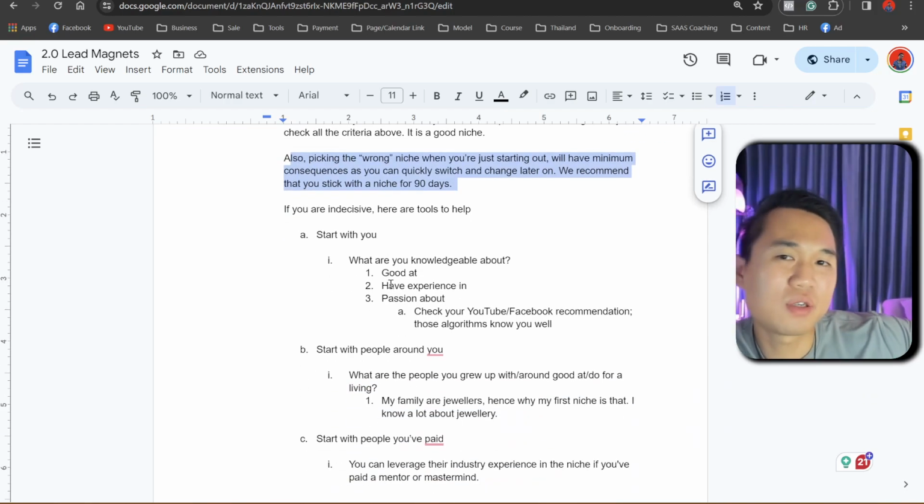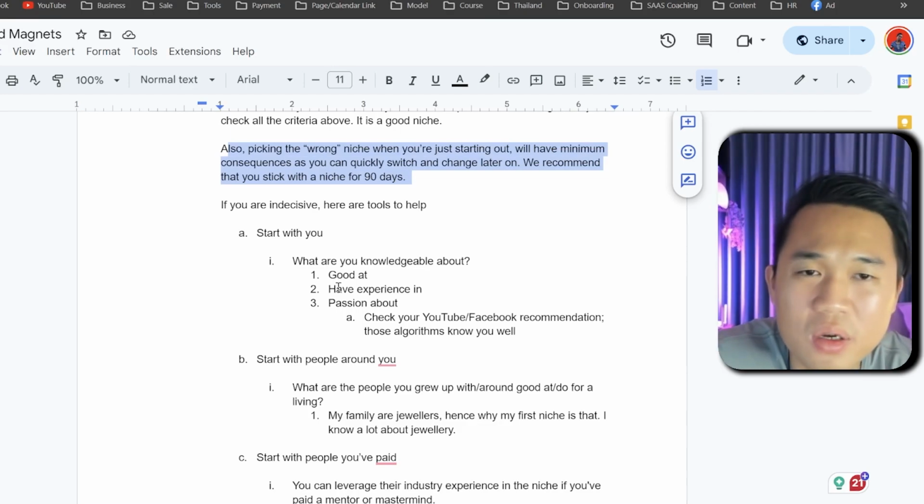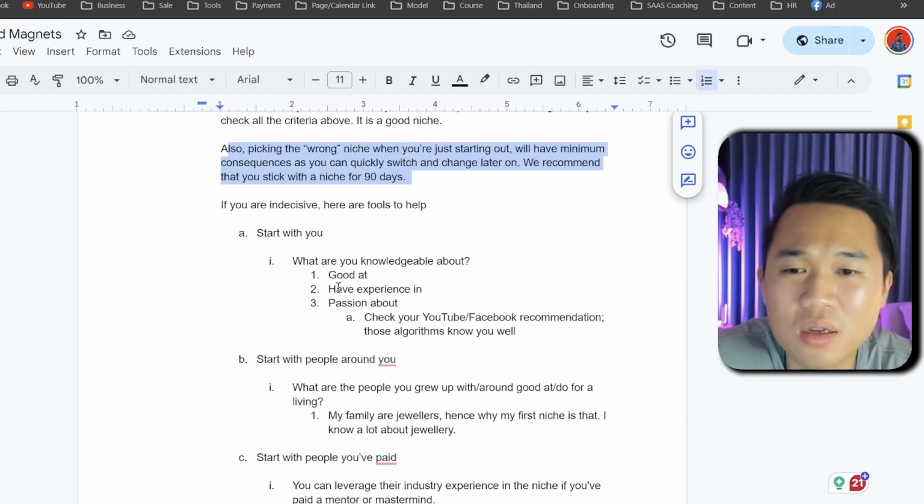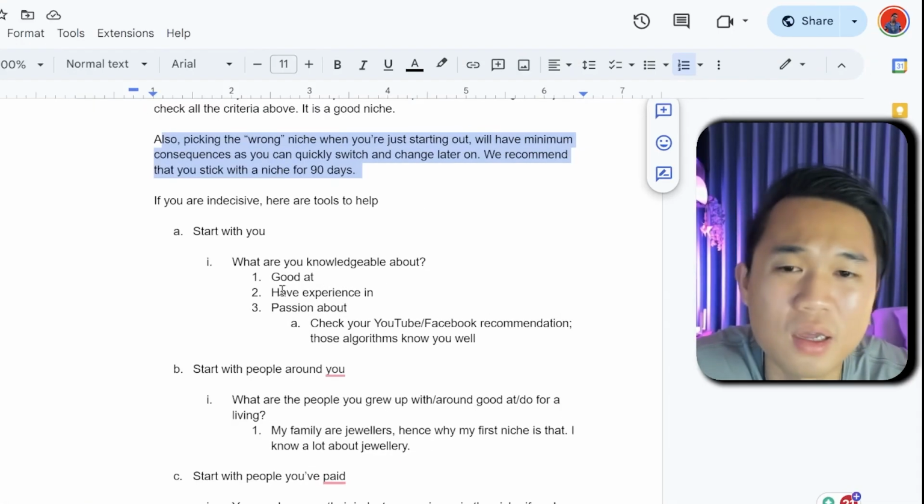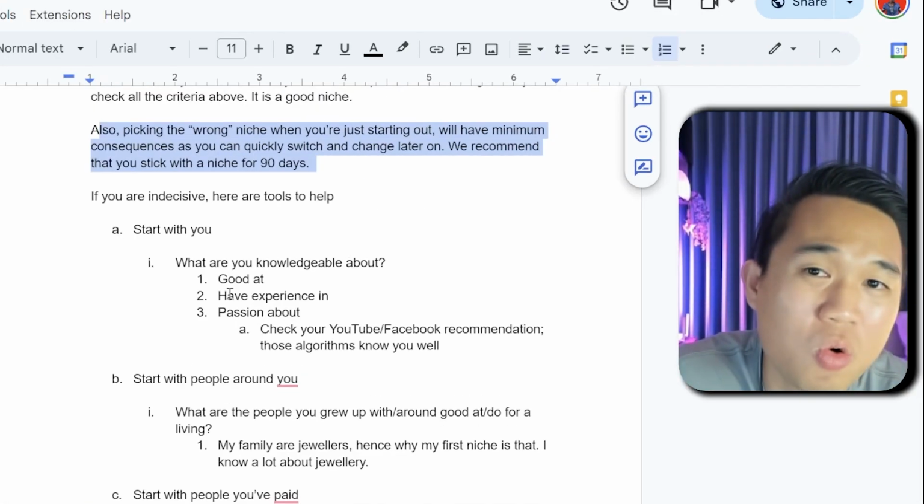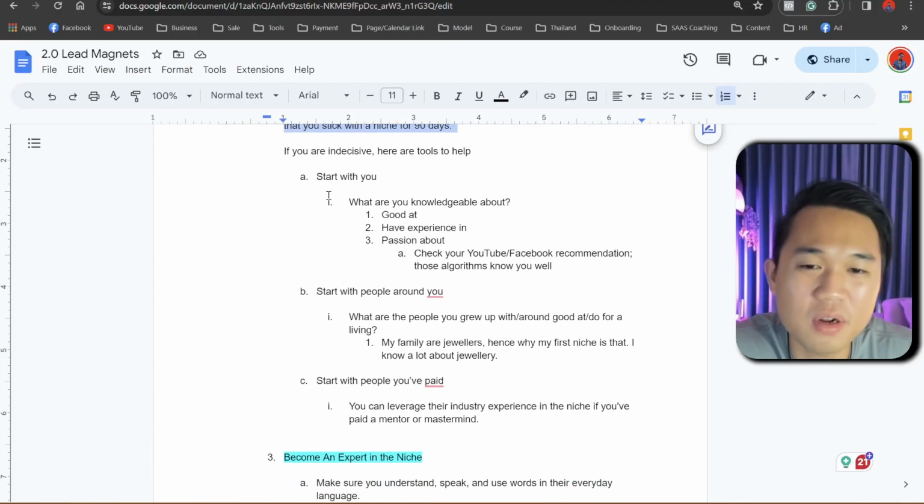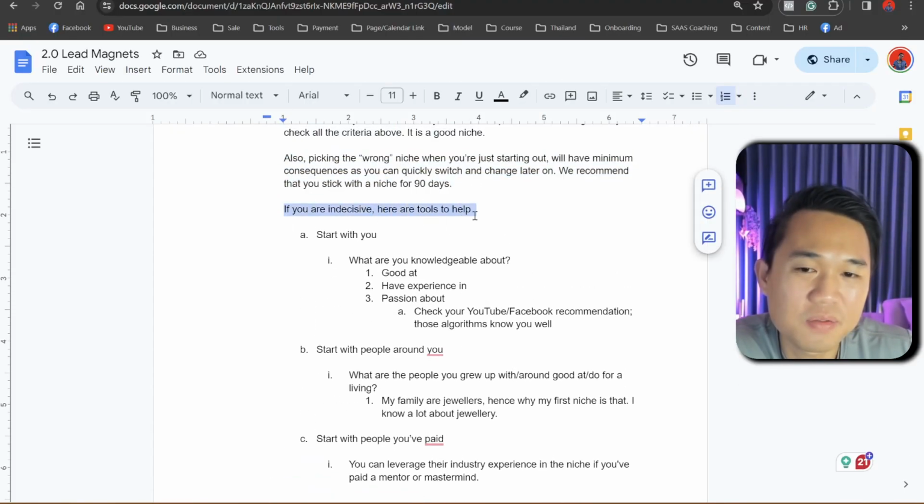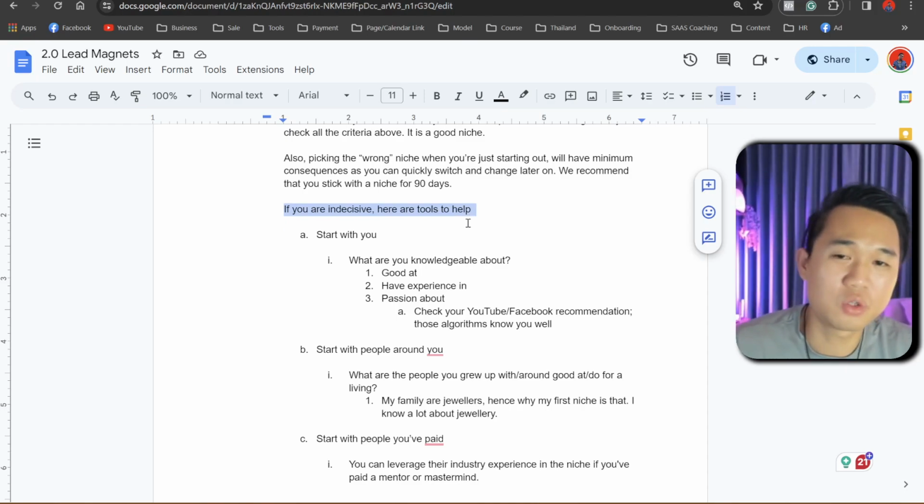One more thing I did mention is that you are going to learn a valuable skill set. I learned a lot of skills from picking jewelry, knowing how to talk to jewelers and knowing how to identify a broke market. It's a skill set. You have to see everything as a skill set. If you're indecisive, here are the tools that we're going to use to help you, right?